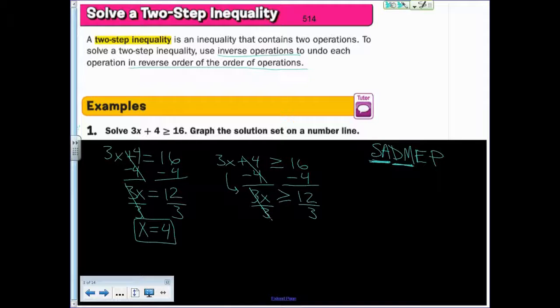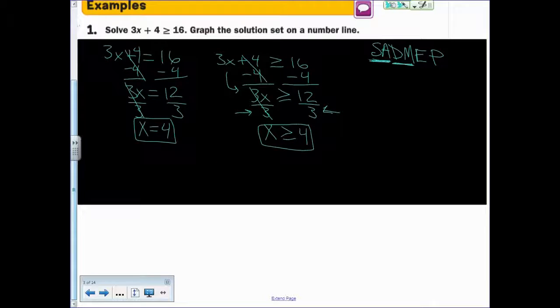3 divided by 3 equals 1, so they cross off and equal 1x, or just x. We did not multiply or divide by a negative. It was a positive we divided by, so my sign will not flip. I bring it straight down, and 12 divided by 3 is 4. Now, like before, we will need to be able to identify the correct graph of this. Because of the equal bar, you would see a closed circle on 4. And because the big numbers are to the right, our arrow would be going to the right, a closed dot to the right.